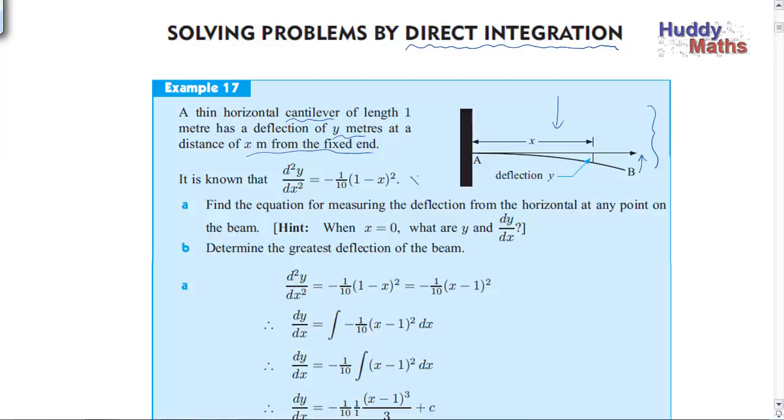Now we're going to be given a second derivative here. So the second derivative of y with respect to x. So as we go out here, how y is changing is given by this one. Okay, find the equation for measuring the deflection from the horizontal at any point on the beam. And hint, when x is 0, what are y and dy by dx right back here at 0. When x is 0, right back at the fixed point. So at the fixed point, you might have to think about that. And then determine the greatest deflection of the beam. All right, well, let's go down and see what we can do with it.